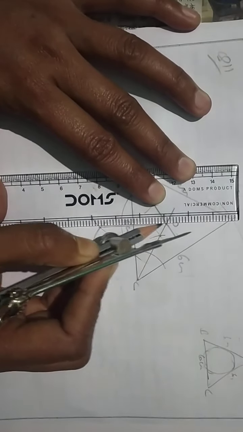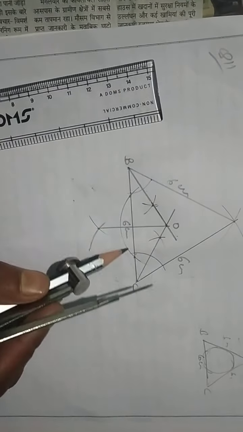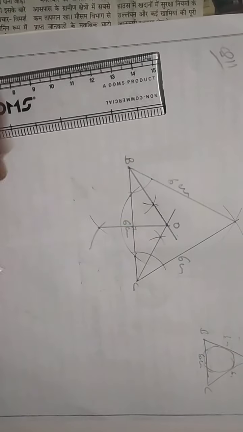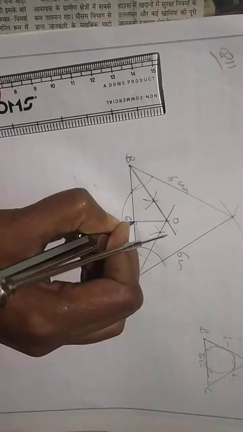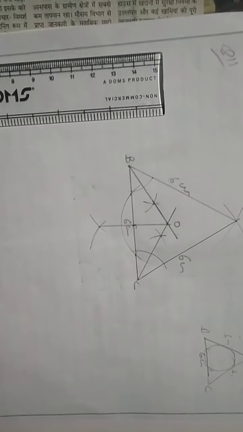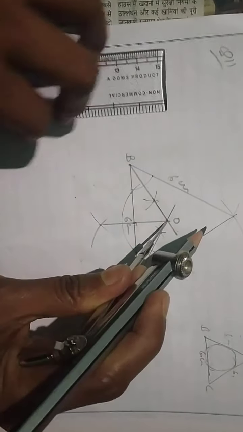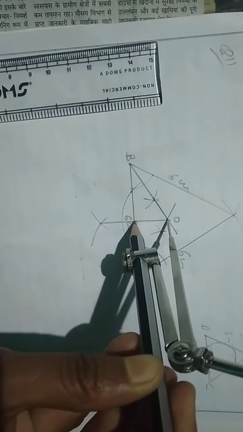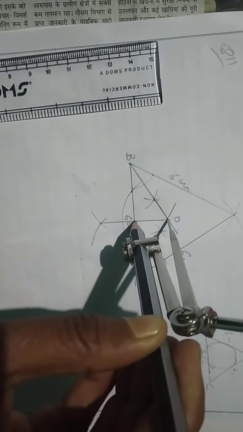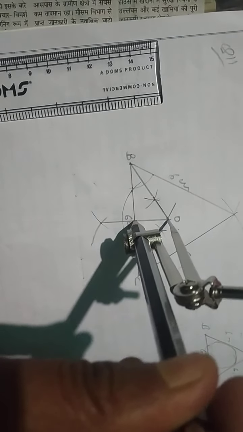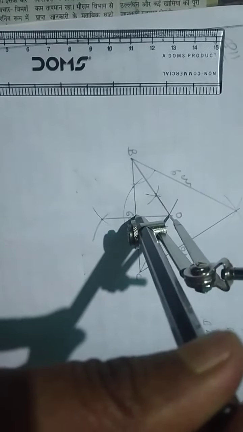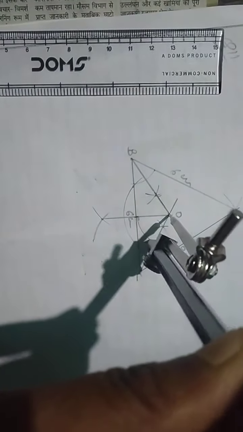This should be a proper perpendicular on this BC. This perpendicular is intersecting BC at this point. This point you have to mark properly. Why? Because this O to this point I am going to take as the radius. This is our radius of the circle. Now you have to draw the circle. Now draw the circle by taking this radius.